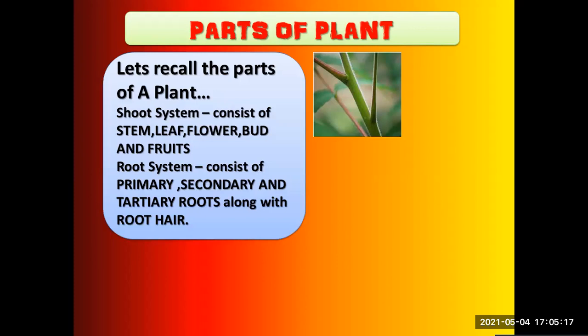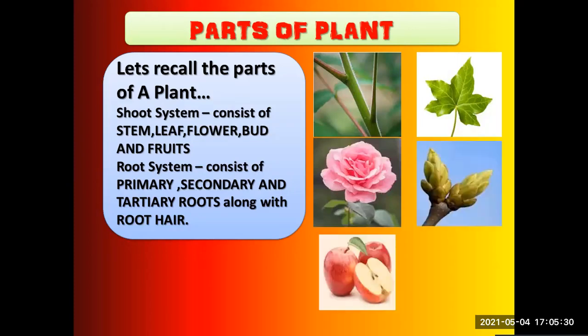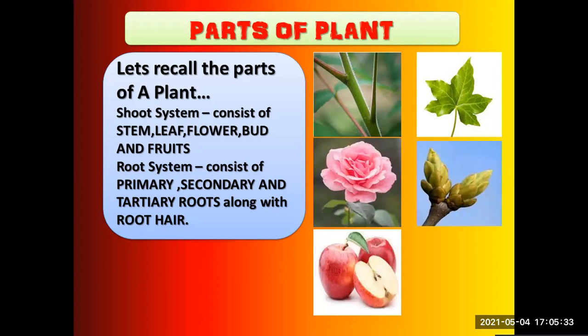The shoot system consists of stem, leaf, flower, bud, and fruits. So these are the parts of the shoot system.